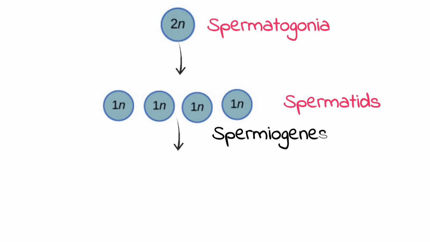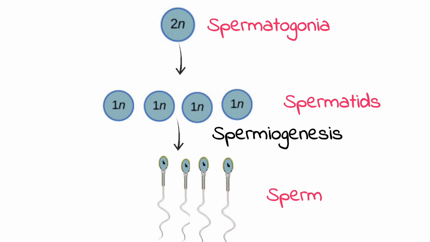Through the process of spermiogenesis, each spermatid transforms into a mature motile sperm containing a head, neck, body, and tail. Spermiogenesis is the final stage of spermatogenesis, in which round immature spermatids are transformed into mature motile sperm consisting of a head, neck, body, and tail.